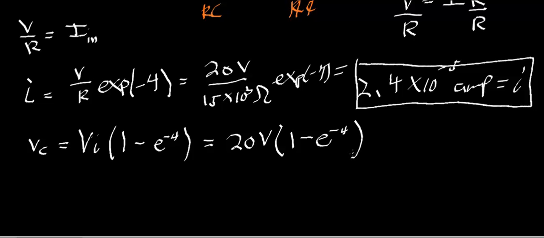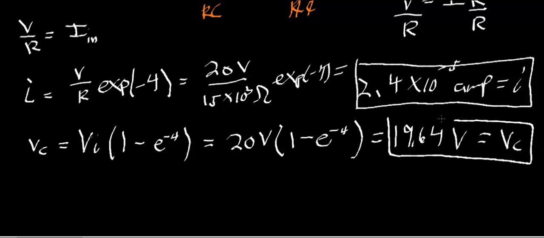Now e to the -4th is a pretty small number, and if you have 1 minus a really small number, it's not going to be that far away from 1. It's going to be less than 1, but not that far. So we would expect the voltage about the capacitor to be just a little bit less than 20, and in fact it is. When we actually calculate this out, it turns out that the instantaneous voltage about the capacitor is going to be 19.64 volts, and then we put a box around our answer.